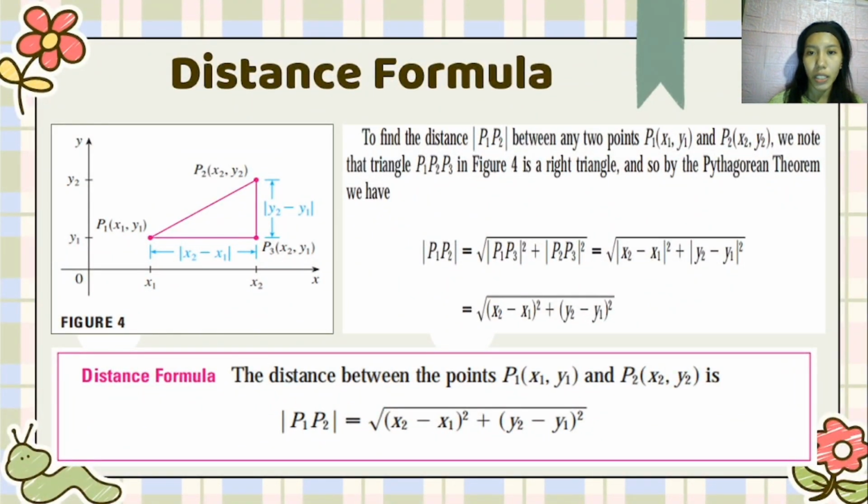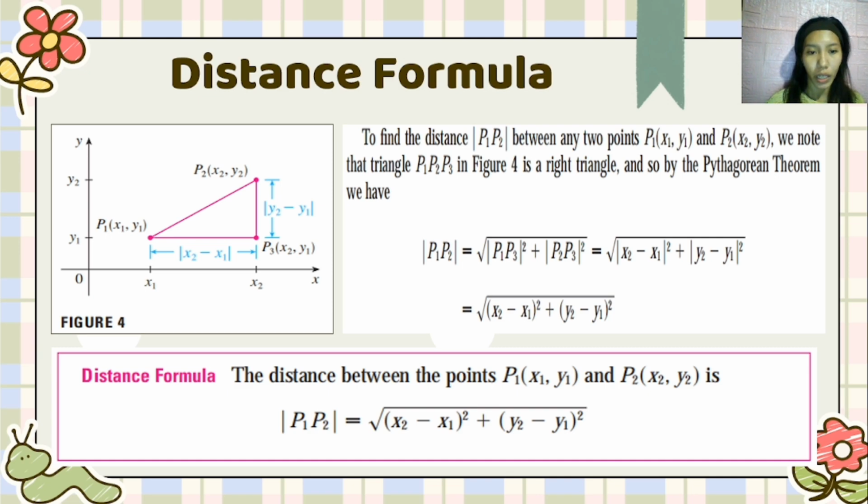To find the distance P sub 1 P sub 2 between any two points, P sub 1 (x sub 1, y sub 1) and P sub 2 (x sub 2, y sub 2), we note the triangle P sub 1, P sub 2, and P sub 3 in figure 4. Please see here in figure 4 we have P sub 1, P sub 2, and also P sub 3. These 3 points form a right triangle. So by the Pythagorean theorem, we have P sub 1 P sub 2 equals the square root of (P sub 1 P sub 3) squared plus (P sub 2 P sub 3) squared.